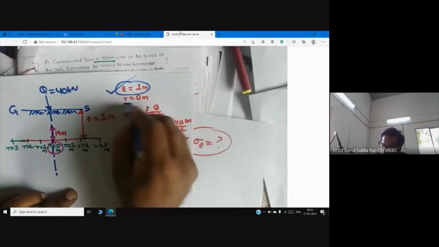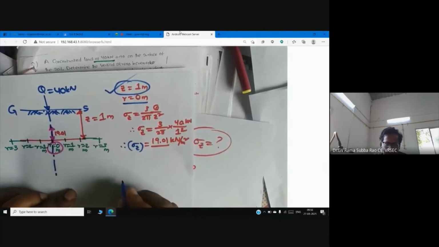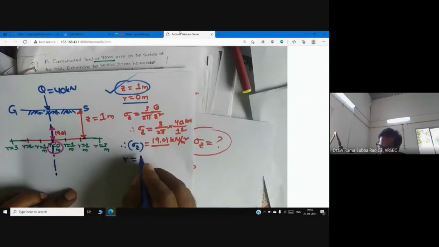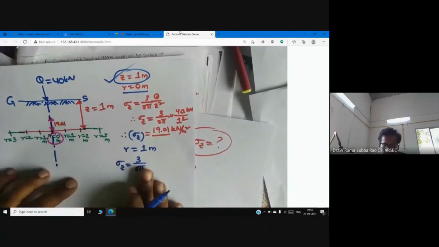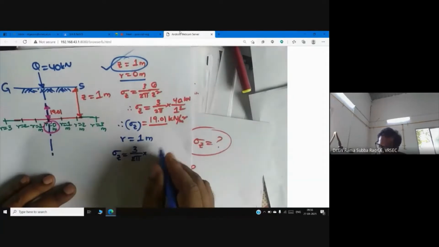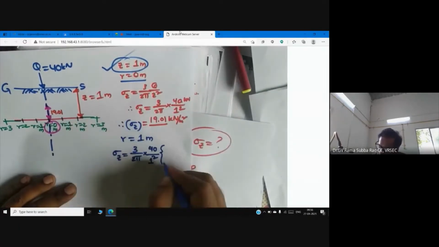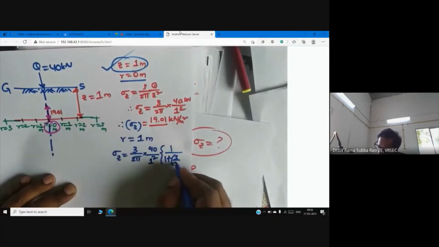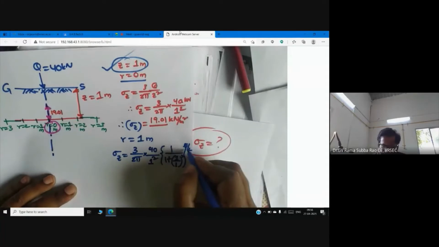Now R is 1, R is 0. I got this answer. Now when R is equal to 1 meter, what could be the answer? Sigma Z is 3 by 2 pi, 40 by Z square. Z is still 1. Then 1 by 1 plus R by Z, whole square, whole power 5 by 2. This is 5 by 2.